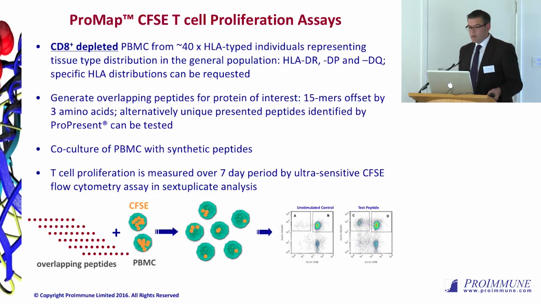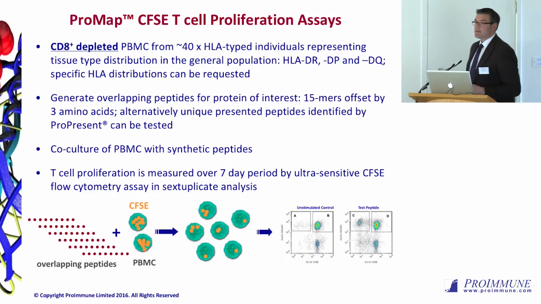So here I want to introduce our ProMap CFSE T cell proliferation assays. These are very routinely used by many different groups around the world, and we'll probably hear a little bit more from Bernard later, maybe a slightly different method. But ultimately, this particular assay we're using to map the functional relevance of these peptides that we've identified.